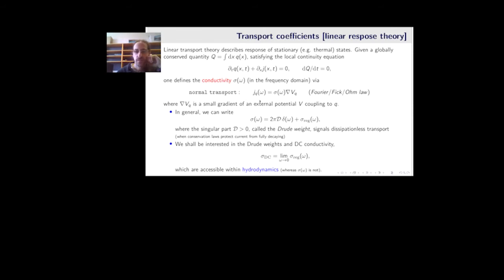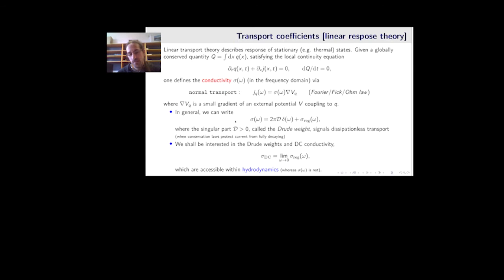So we all remember from the textbook, in the case of the famous Fourier law or Fick law or Ohm's law, this is the same law, just appearing in different contexts, that if you impose a gradient of some potential, here denoted by gradient V, this will induce a current, and if this force that you applied is sufficiently small, there will be a linear relation between the two, and the proportionality coefficient is by definition conductivity.